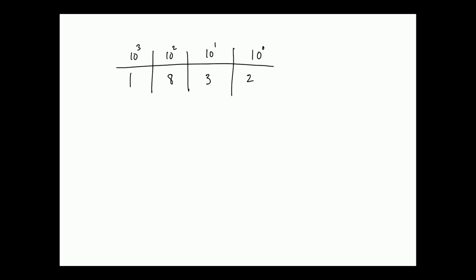You don't even have to think about this. Maybe in elementary school you did, but now you just look at it and know intuitively it's 1,832. The place values here are all powers of 10. That's the counting system that we all use in the world, basically.